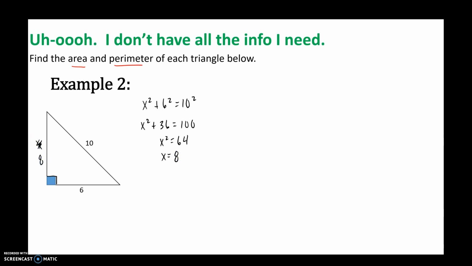So now I can complete the problem. Area is 1/2 times the base times the height. You have to focus on finding the right angle for the base and the height. 1/2, base is 6, height is 8. You can plug that in your calculator. It gives me 24, and we'll call this units squared. Okay, centimeters, inches, nothing's identified on the figure.